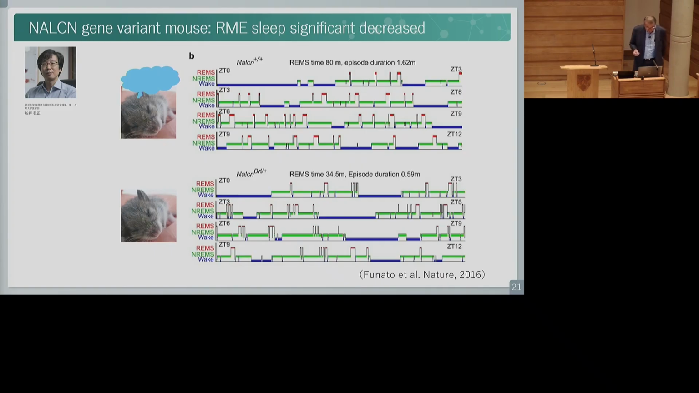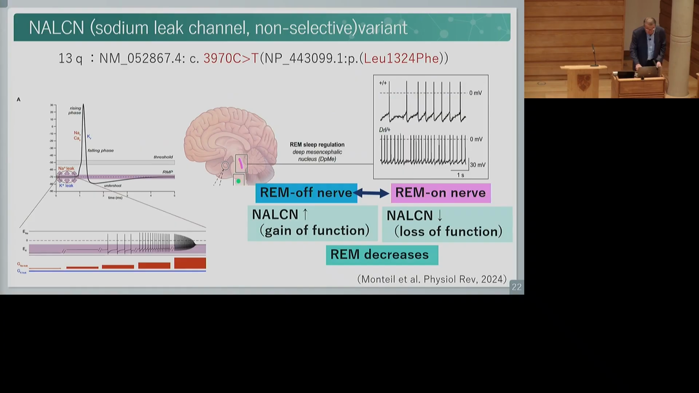This finding immediately attracted our attention because REM sleep is closely associated with fetal heart rate variability increase. So narcin is a sodium leak channel that regulates neuronal resting membrane potential. Changes in narcin activity alter neuronal excitability and influence REM sleep regulation. Therefore, narcin provides a plausible biological mechanism linking neuronal activity, REM sleep, and also fetal heart rate variability.